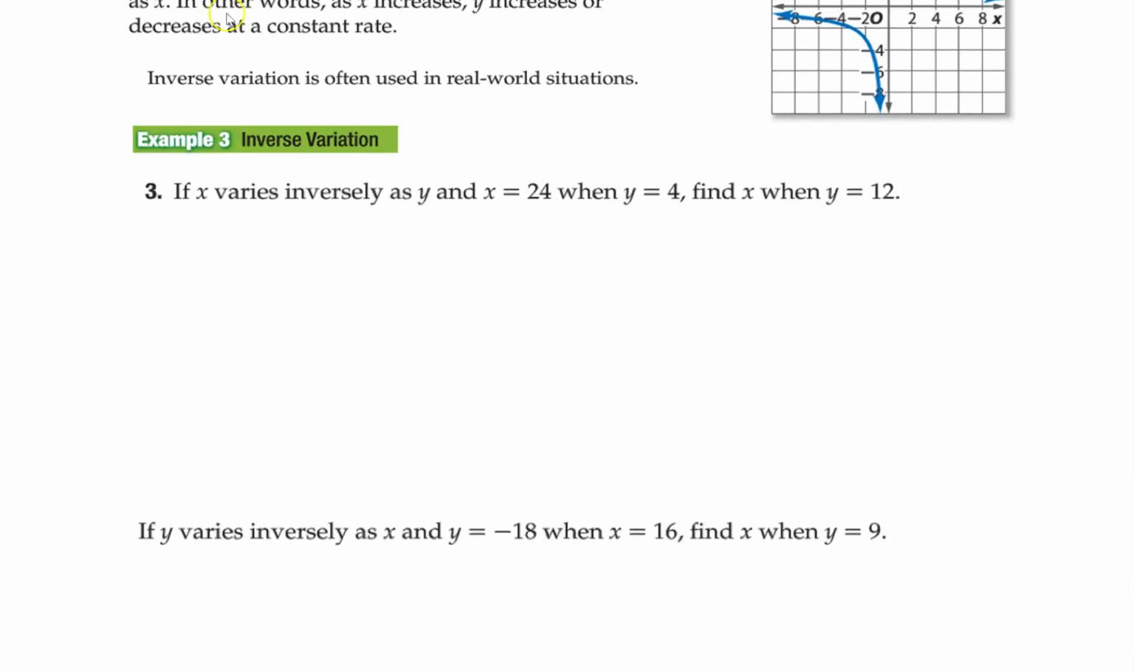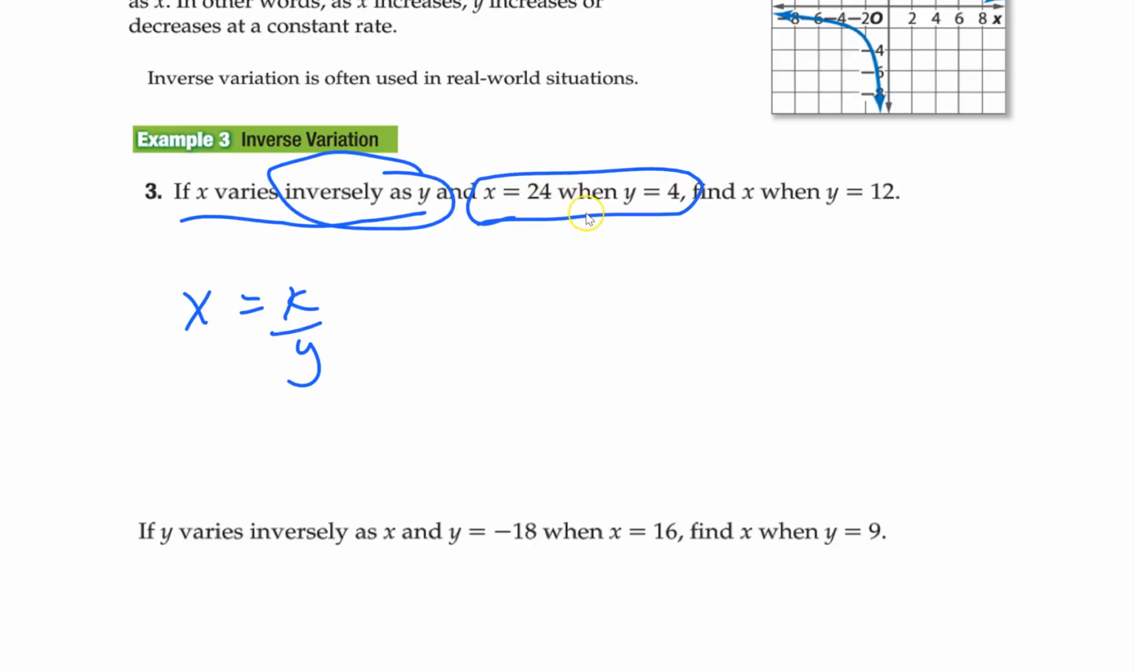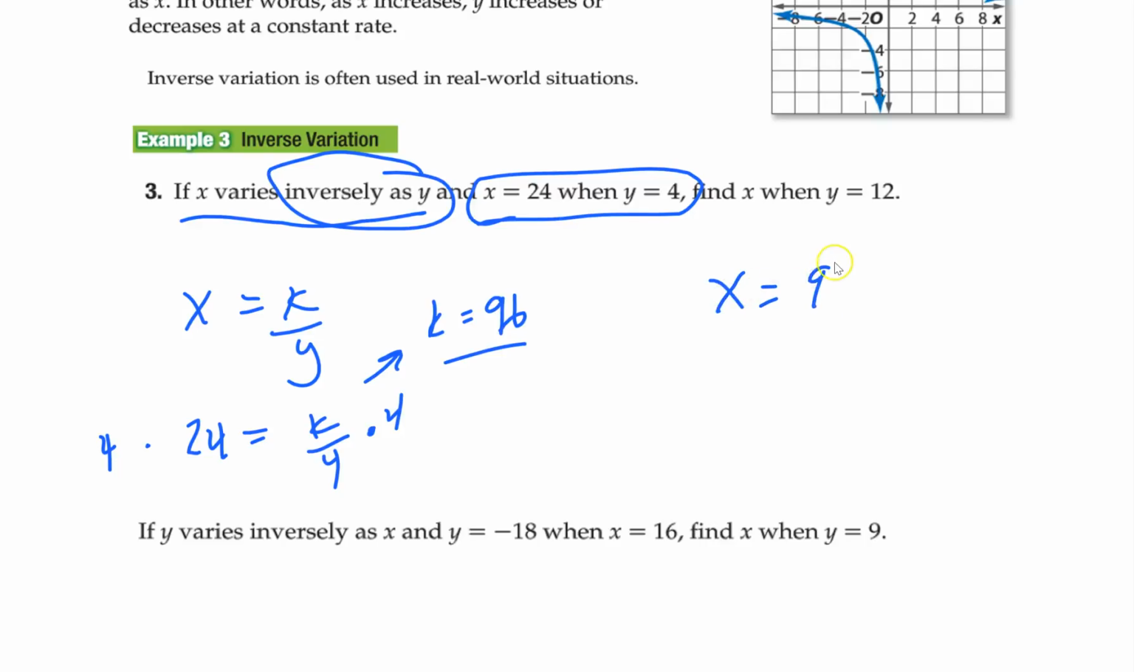Other than that, we do the exact same way. So let's look at, for example, if x varies inversely as y. Again, the key is make the equation. So x varies inversely, so x equals k. Inversely means you put it on the bottom, over y. That's my equation. Varies inversely means on the bottom. Now what they tell you is x equals 24 and y equals 4. We're going to plug that in to find our k. So 24 equals k over 4. Now we solve this by multiplying both sides by 4, and we get k equals 96.